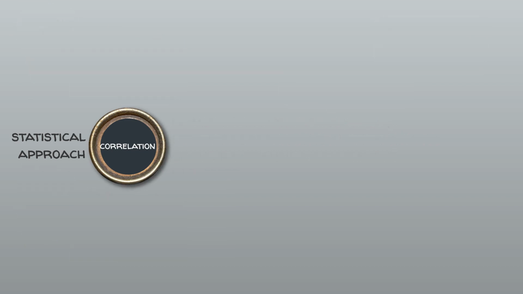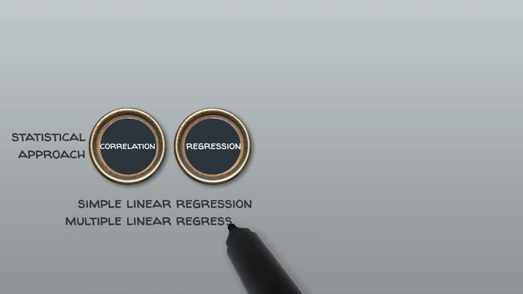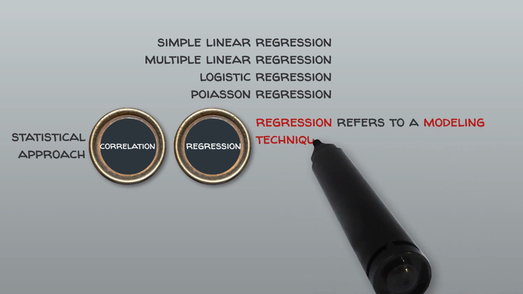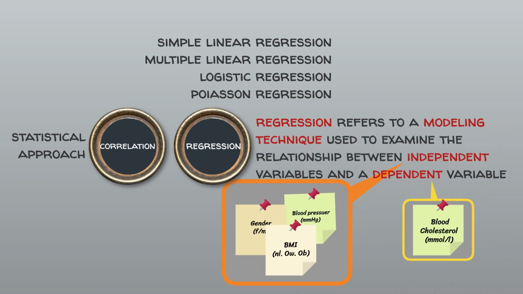The next approach is regression, which usually comes after finding a strong correlation. In statistics, there are various types of regression analysis. And regression refers to a modeling technique used to examine the relationship between independent variables and a dependent variable. We call the independent variables the prediction model.